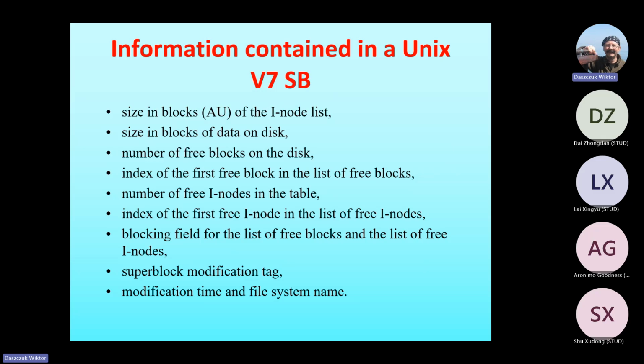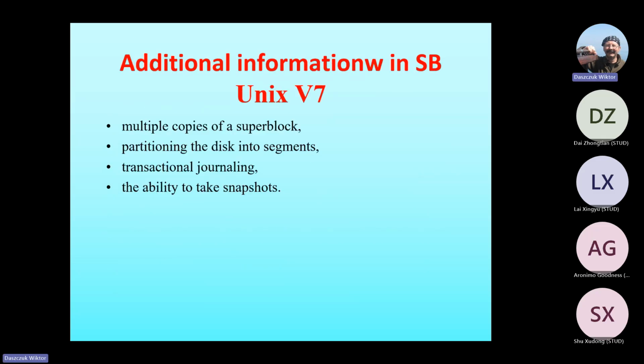Just for your information, you need not learn it. These are the data in superblock of Unix version 7. Number of free inodes, index of the first free inode in the list, size of inode table, size of data area, and so on and so on. And additional information.